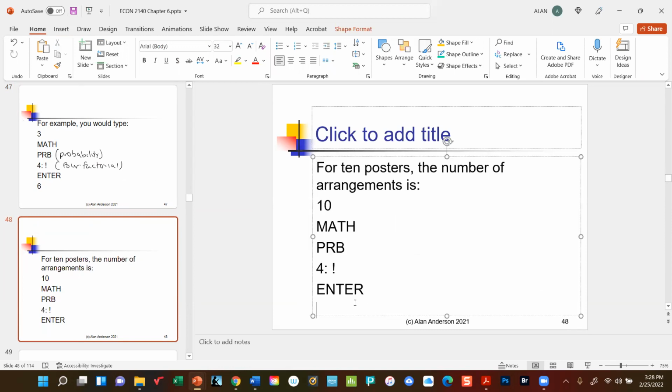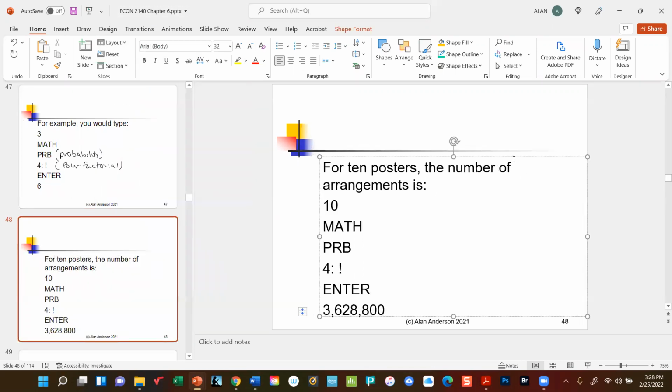I think you'll be surprised when you see this. 10, math, probability, 4 for factorial, enter. Ooh, look at the size of that number. Look at all those zeros. 3,628,800. Can you imagine how long it would have taken for you to sit there and write out all the different ways of arranging those posters? You would have been doing this well into next month. Okay, so that's why it's so helpful that this is available on your calculator.